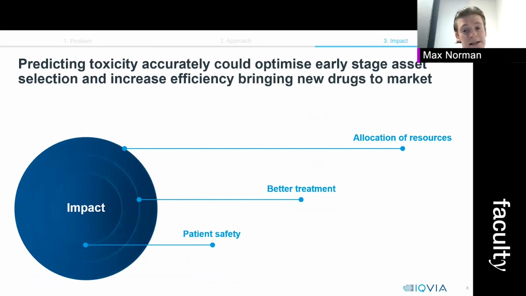And finally, as important CEOs of your very own pharmaceutical company, allocation of resources is a very important topic for you. You do not want to be investing millions of dollars and years into a clinical trial to find out at the very end that you failed due to something that I could have predicted from the beginning.